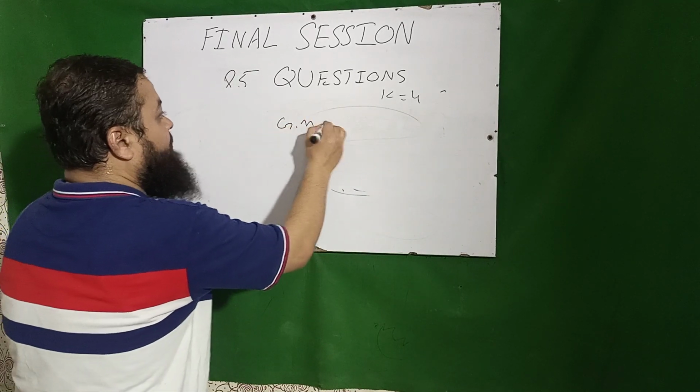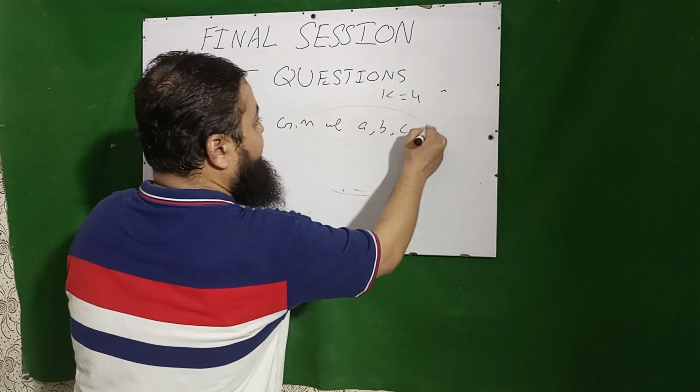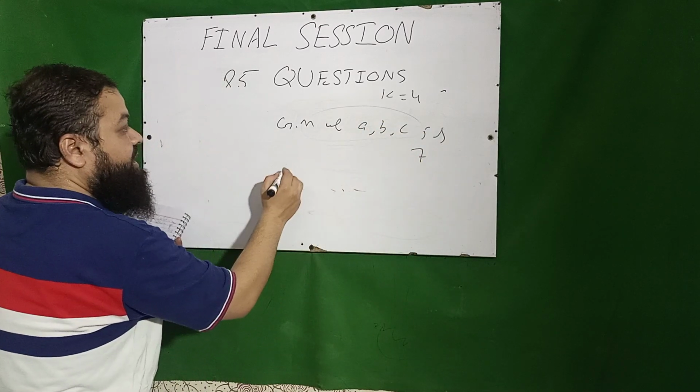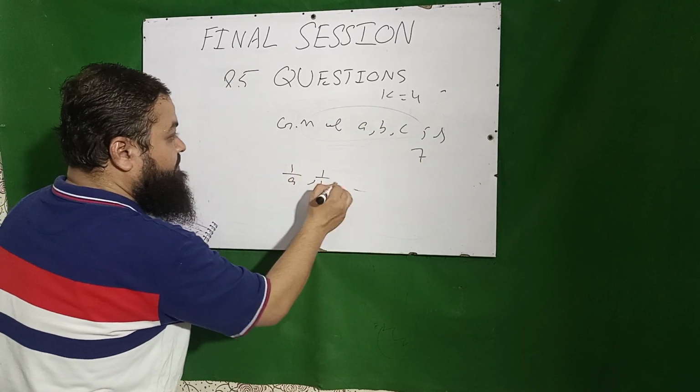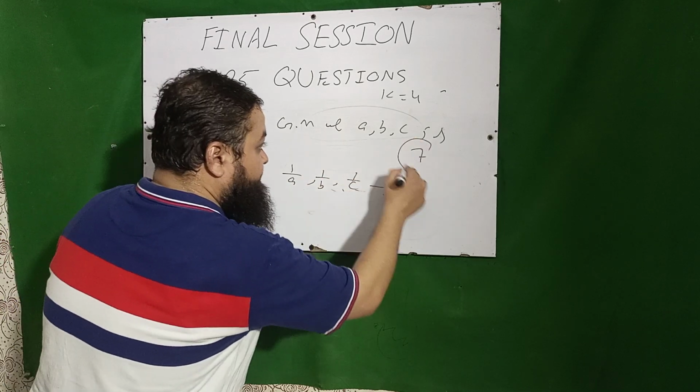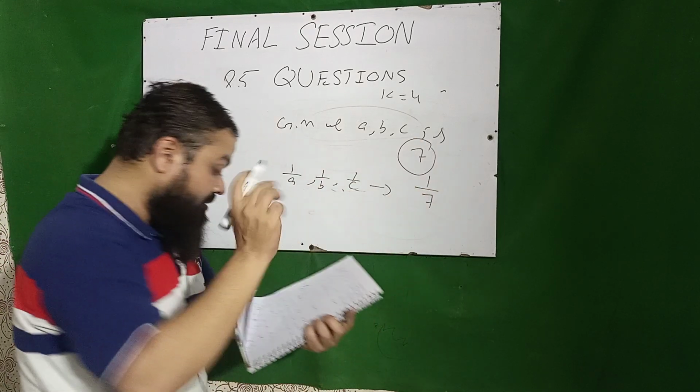geometric mean of A, B, C is 7. Then the question is, the geometric mean of 1 over A, 1 over B and 1 over C, that must be the reciprocal of this much, 1 over 7. Always you can check it.